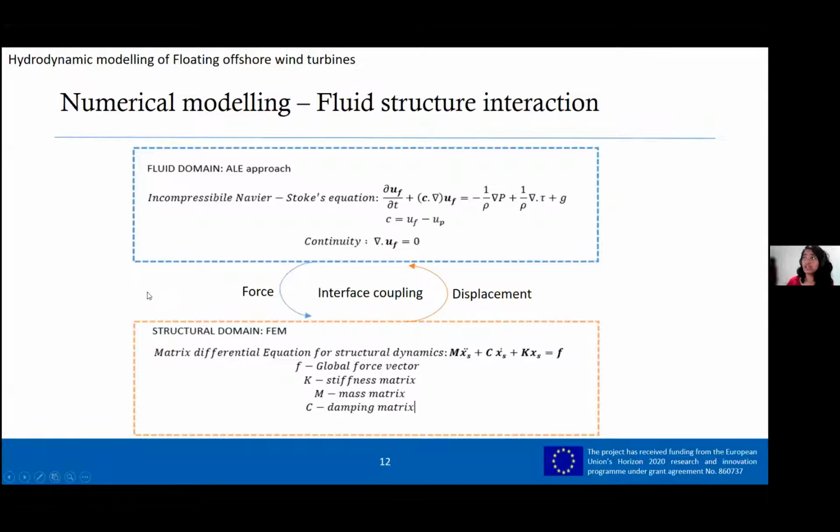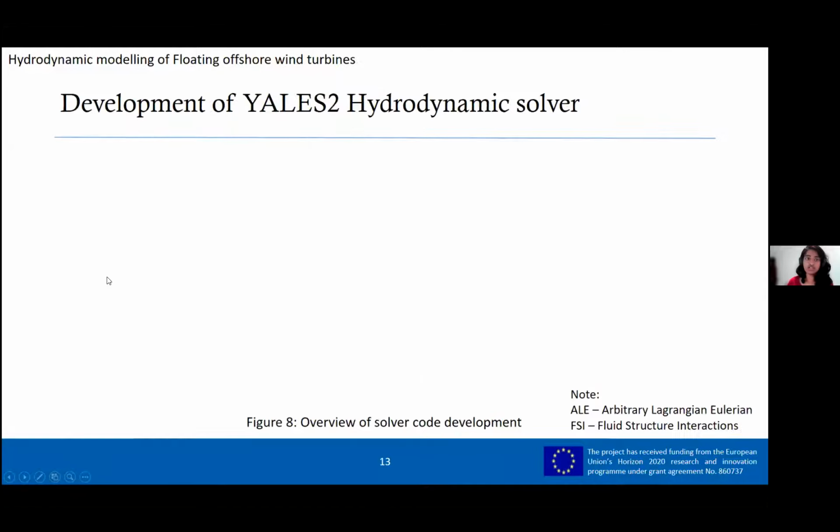Now I would like to conclude this presentation by just giving an overall overview of the code development, how it is going to happen in this particular project.